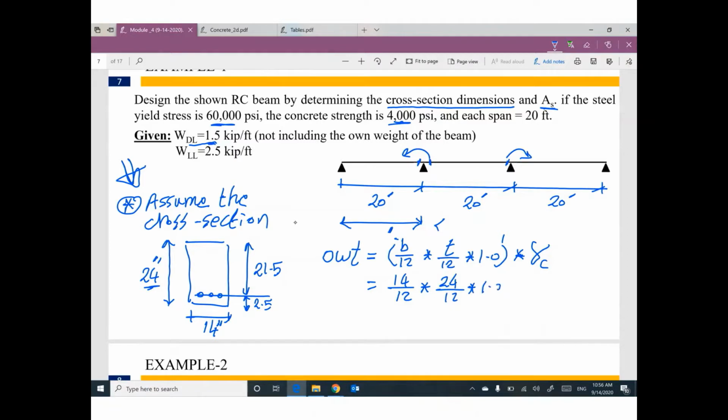So 14 inch divided by 12, 24 inch divided by 12, times 1. This is the volume. Times 150, which is the gamma of concrete, normal weight concrete, 150 pounds per cubic foot. So 14 divided by 12 times 24 divided by 12 times 1 times 150 equals 350 pounds per foot. If you would like to convert it to kips per foot, divide it by 1000, it will be 0.35 kips per foot.